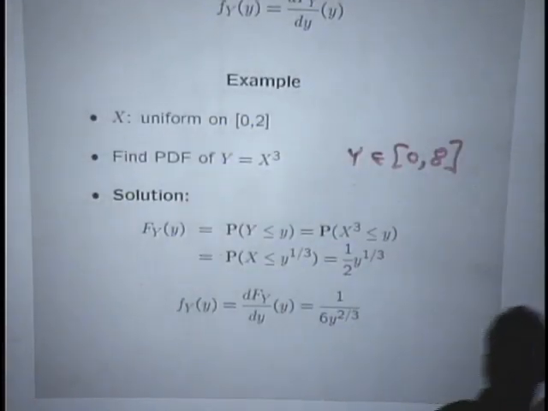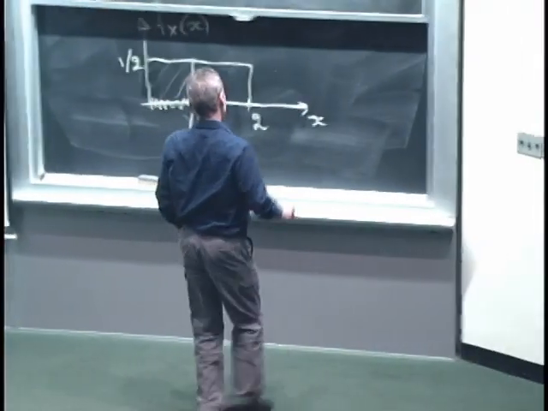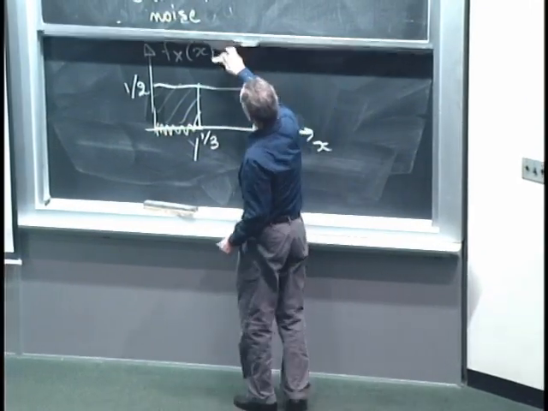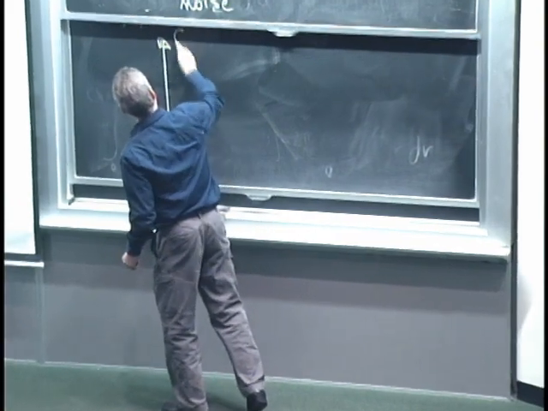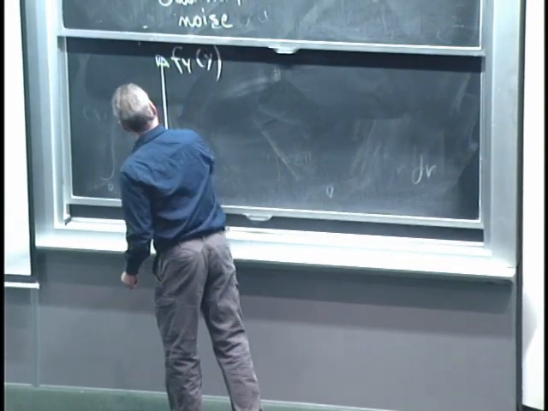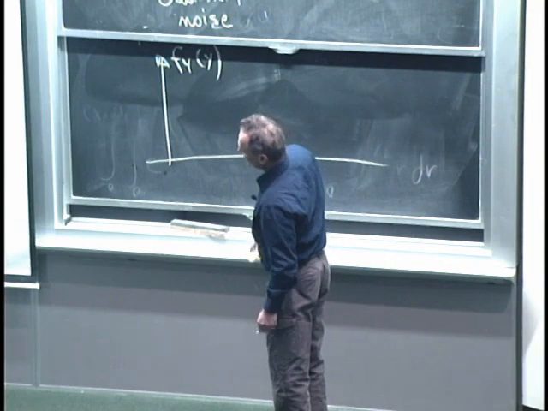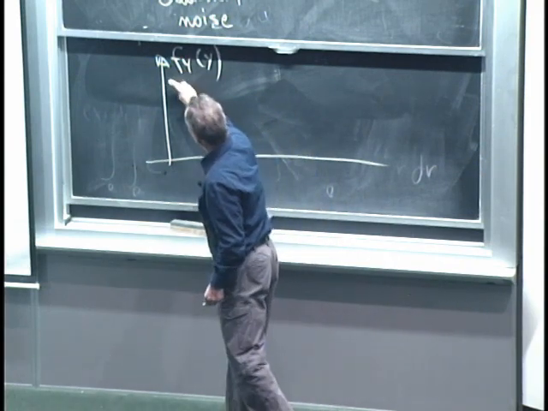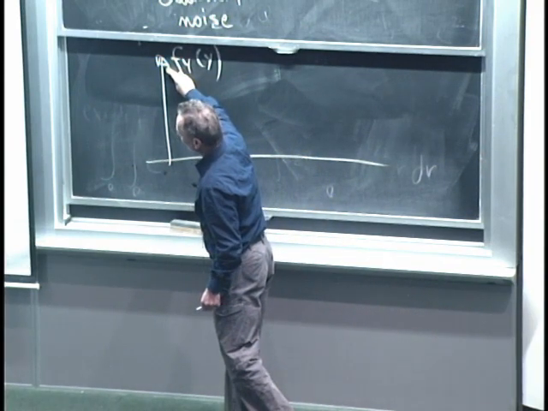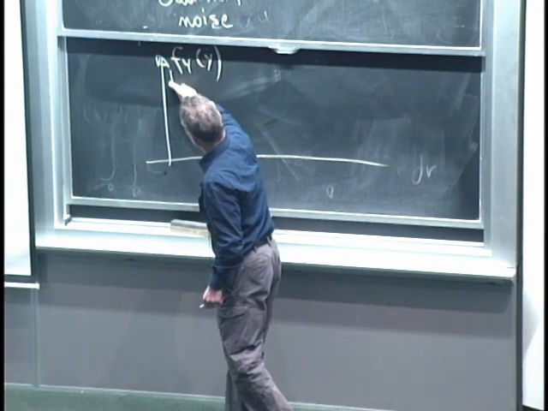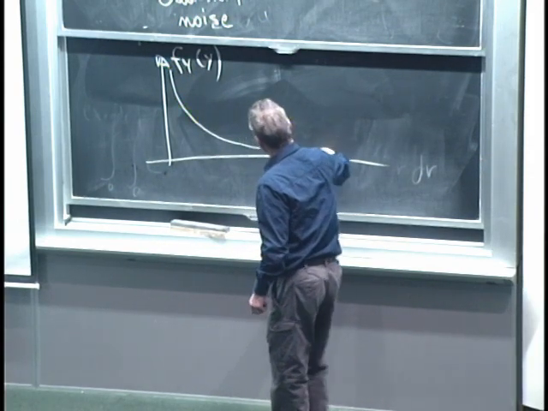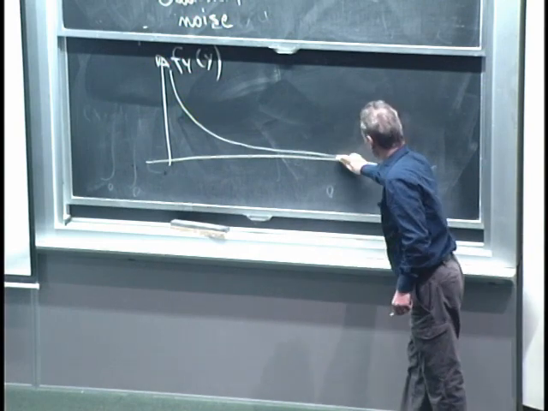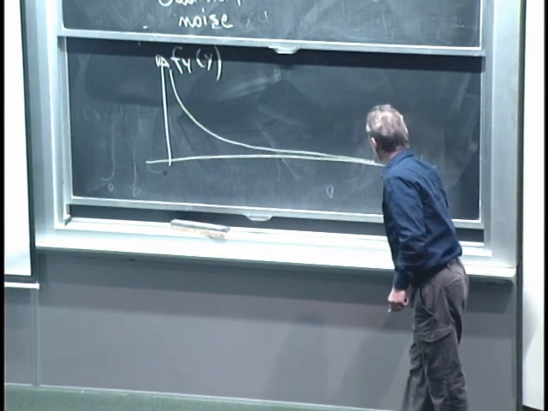So if you wish to plot this, it's 1 over y to the 2/3. So when y goes to 0, it sort of blows up, and it goes on this way. Is this picture correct the way I have drawn it?